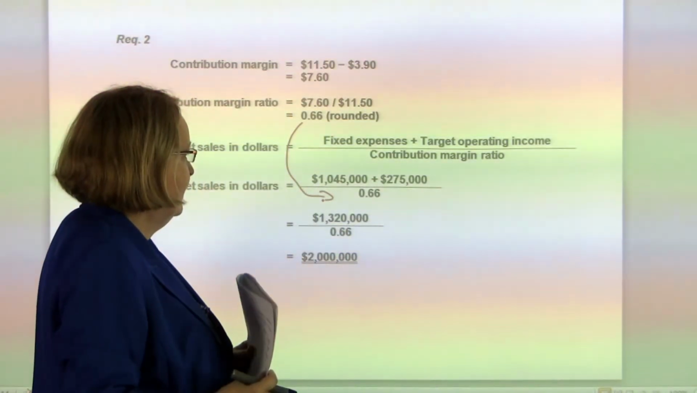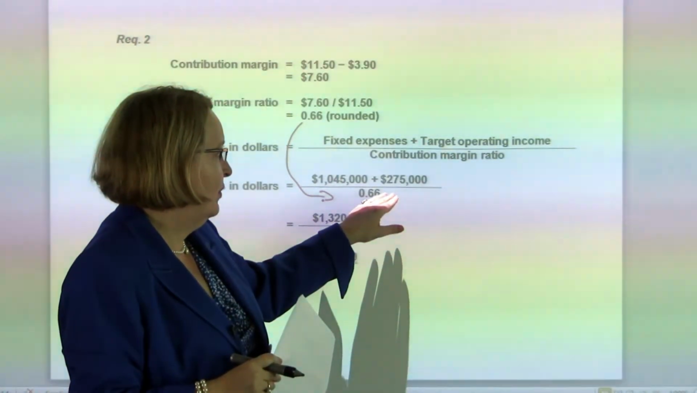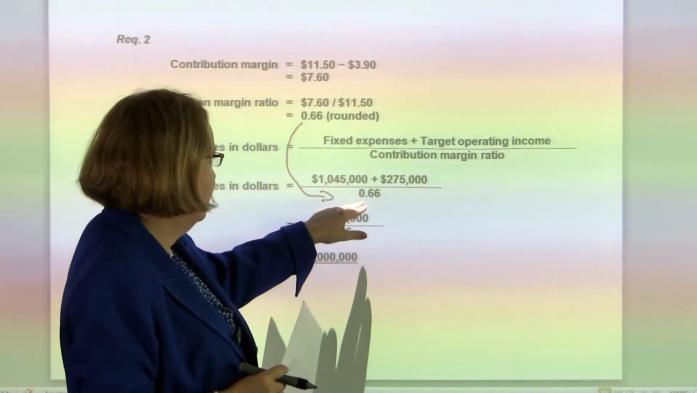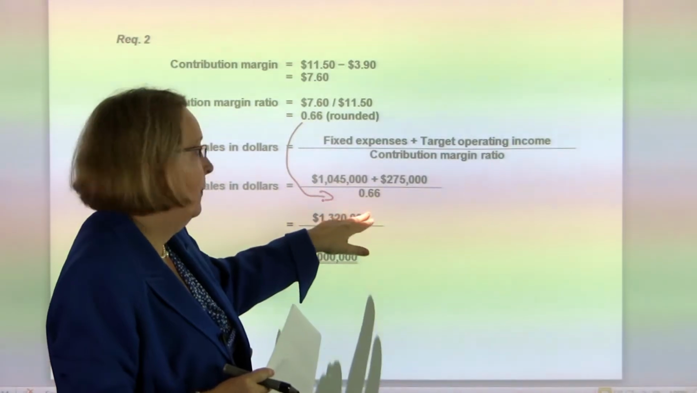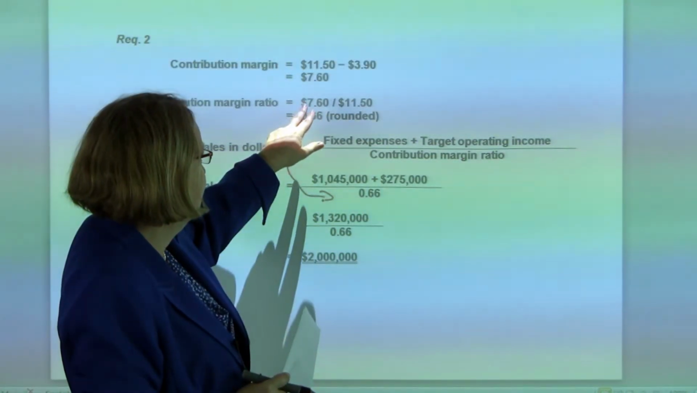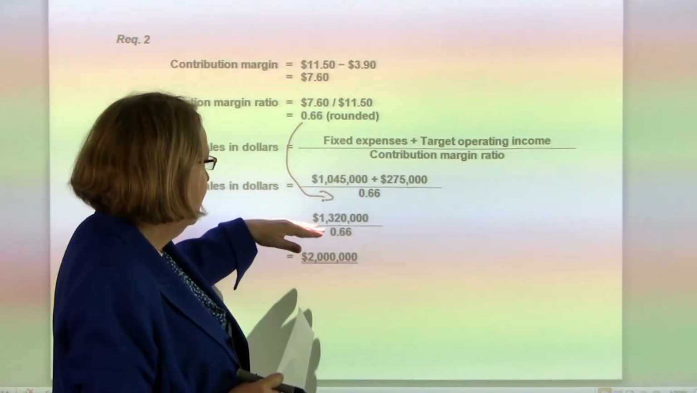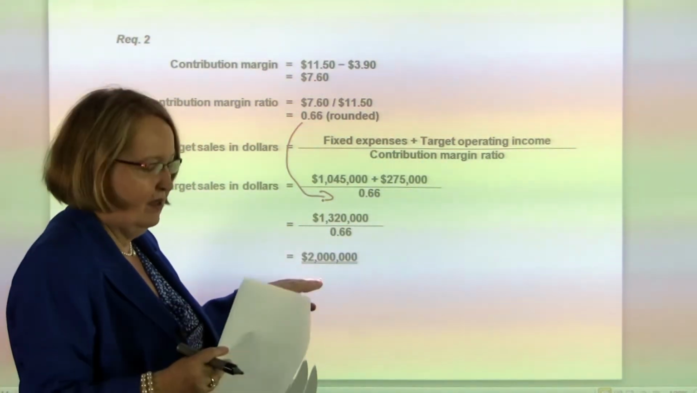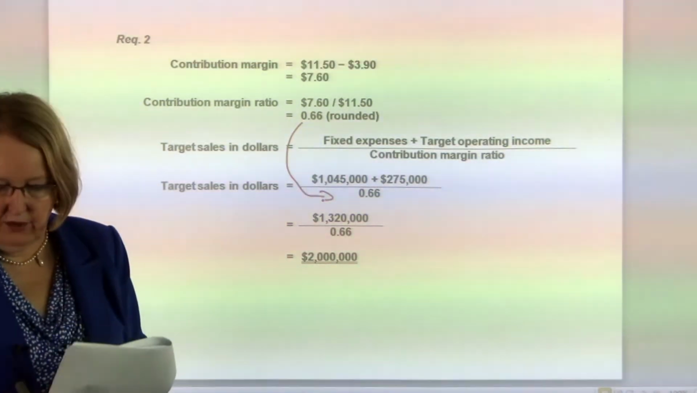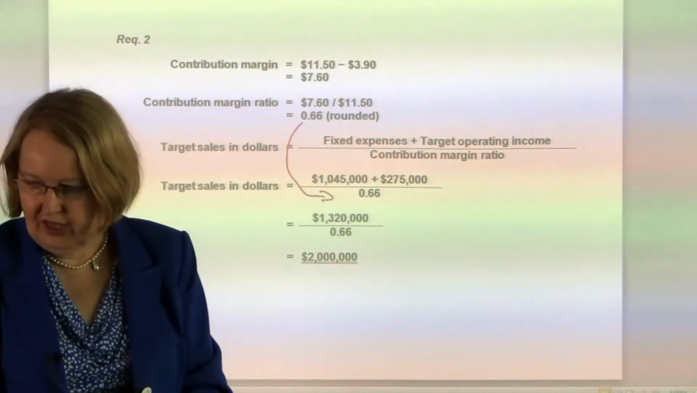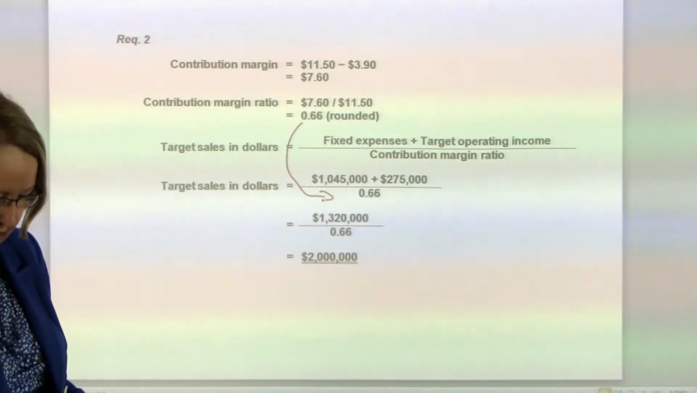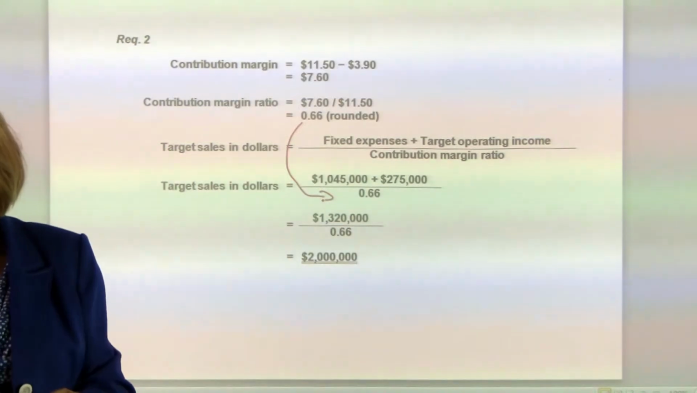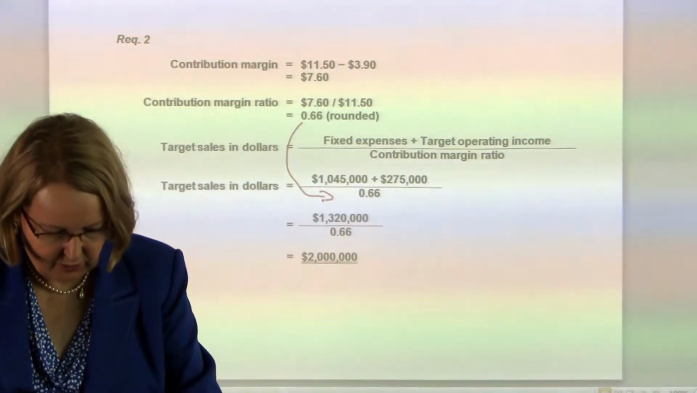We need that because it's going in the denominator of our equation. So it's fixed expenses plus your target operating income, which is the $275,000 we're given in the problem, and you divide that by your contribution margin ratio. That's why we had to turn our 7.60 into a ratio. So 1,320,000 divided by 0.66 is $2 million. That is what you would need in sales to wind up with an operating profit of $275,000. That's requirement 2.